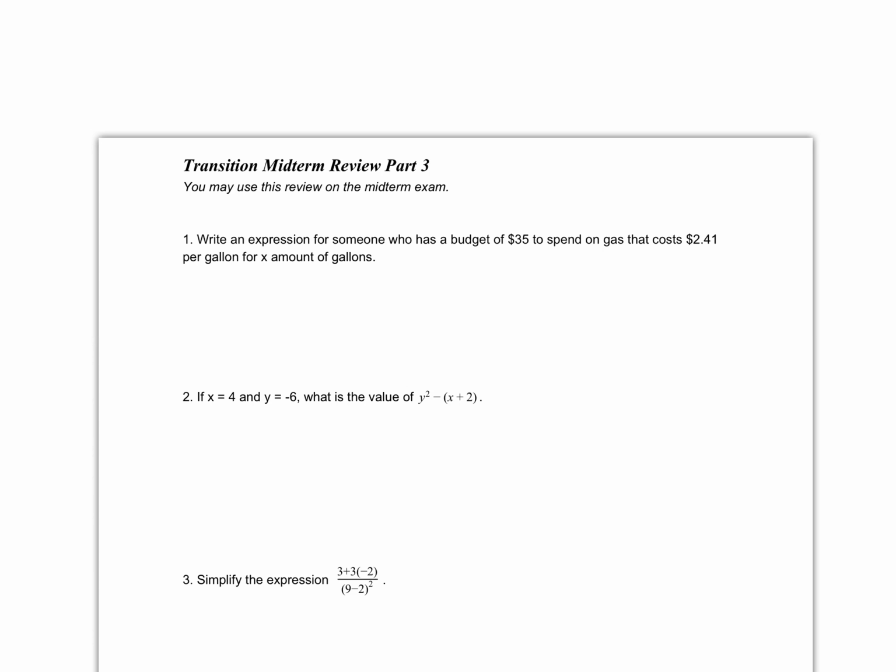So our first question here: write an expression for someone who has a budget of $35 to spend on gas that costs $2.41 per gallon for x amount of gallons. So we have the budget of $35, and then it costs money, so I'm going to subtract your $2.41, and when it's per gallon, it's always multiplication, so times x.